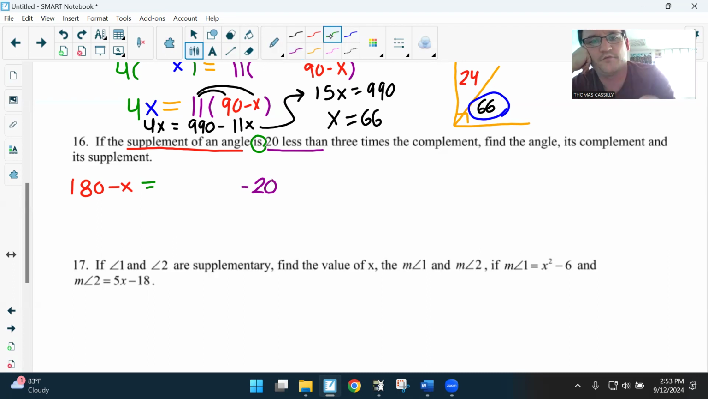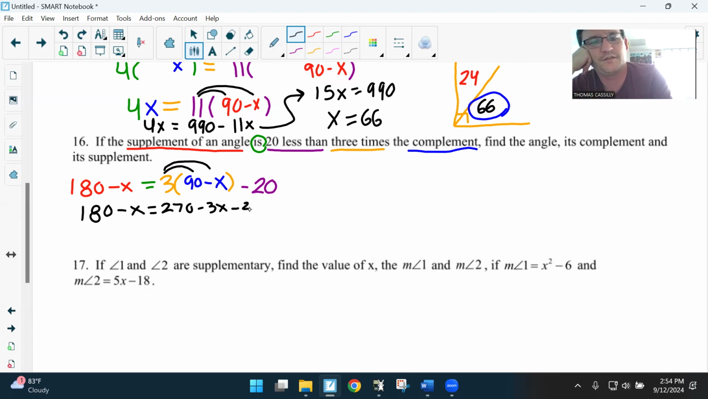And then we have 3 times, so 3 times what? 3 times the complement, all right? The complement, that is 90 minus x. All right, and that's what our equation will look like. So let's see if I can do this one correct on the first try. 180 minus x equals 270 minus 3x, don't forget to distribute, minus 20.